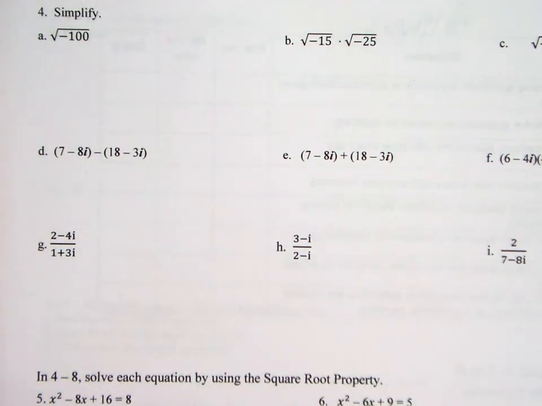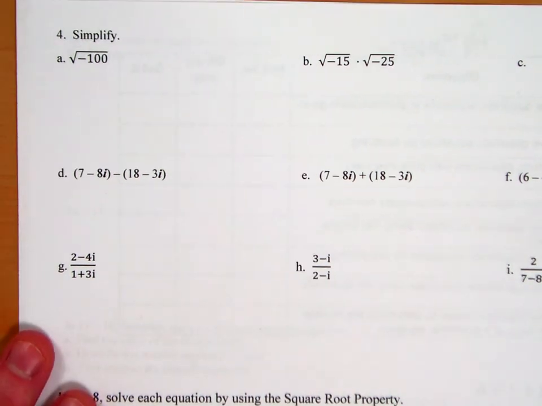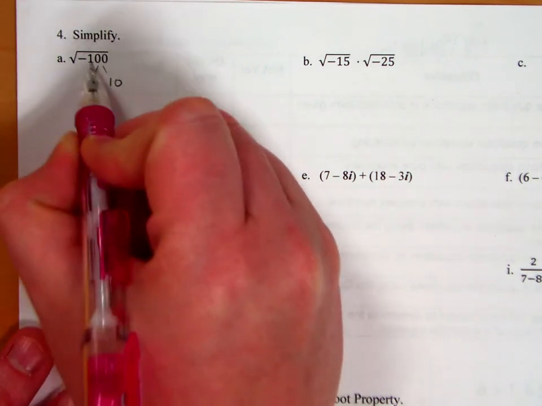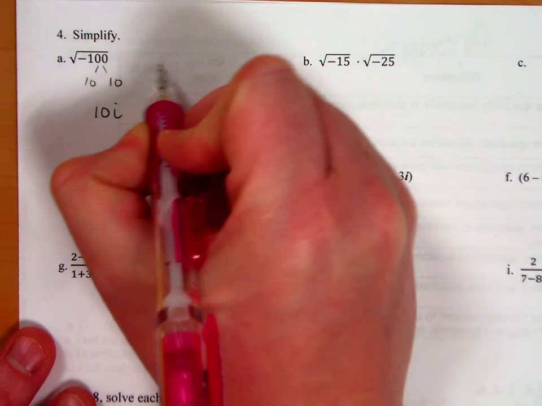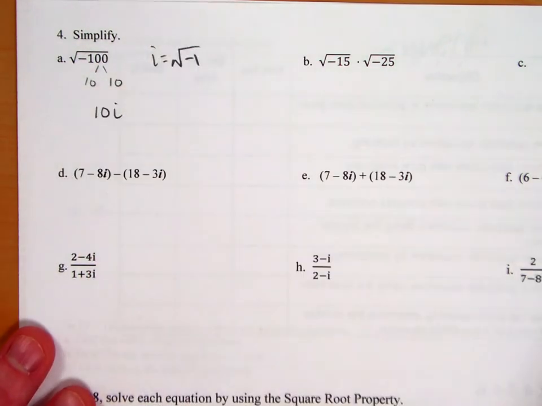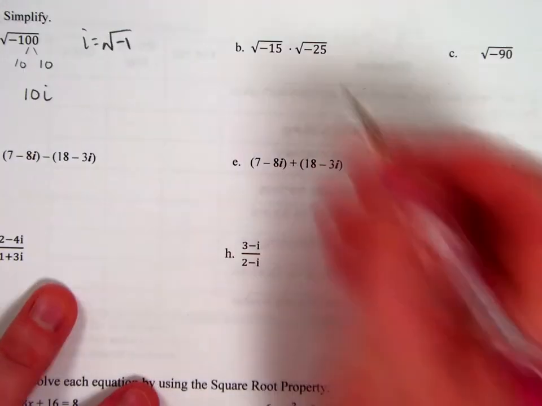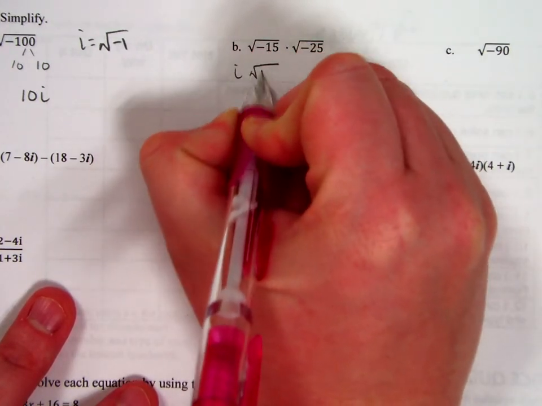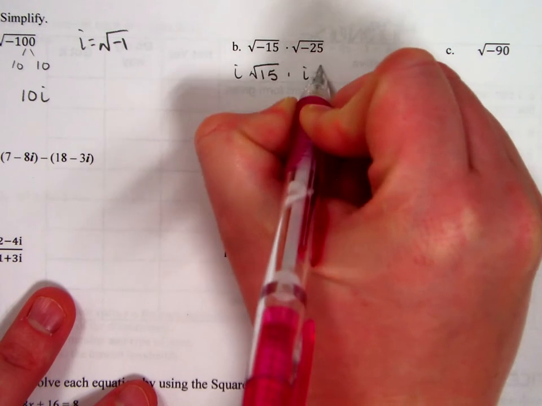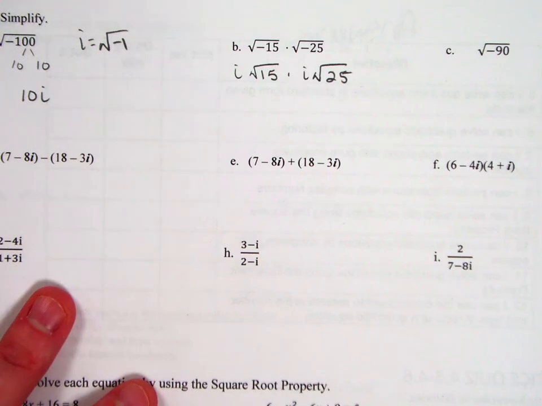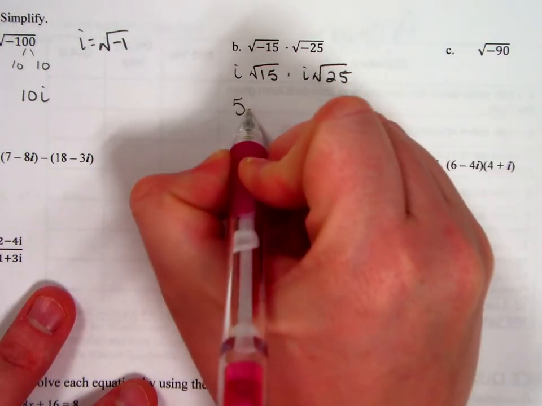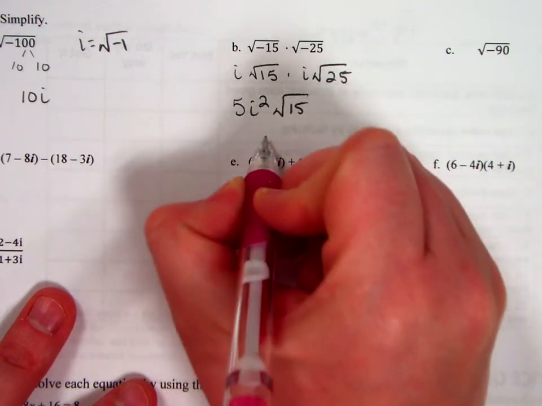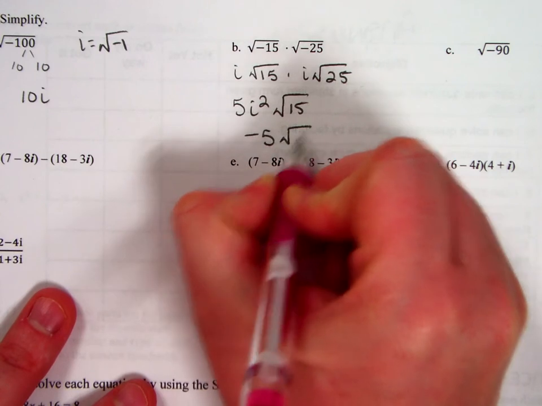Alright, so simplifying imaginaries or square roots of negative numbers. 100 is 10 and 10, so the square root of negative 100 is 10i. Remember, i is equal to the square root of negative 1. Before I can do anything with these, I need to pull my i's out. So i square root of 15 times i square root of 25. 25 is a perfect square, so I get 5i squared, square root of 15. 15 is 3 and 5, so this comes out to be negative 5 square root of 15.